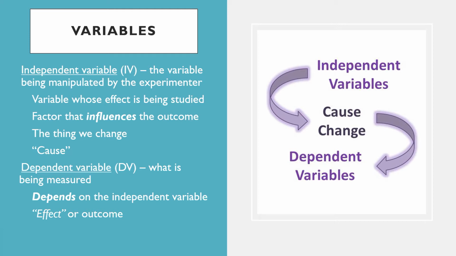So as an example, if we manipulate the lighting in the room and examine the effects of that manipulation on workers' productivity, then the lighting conditions, bright lights versus dim lights, would be considered the independent variable, because that's what we're manipulating. And the workers' productivity would be considered the dependent variable, because that's what we think depends on whether the lights are bright or dim.